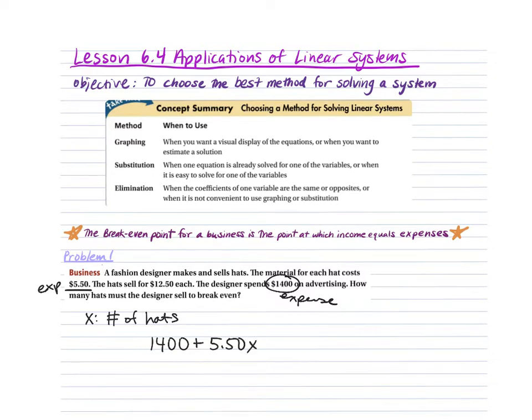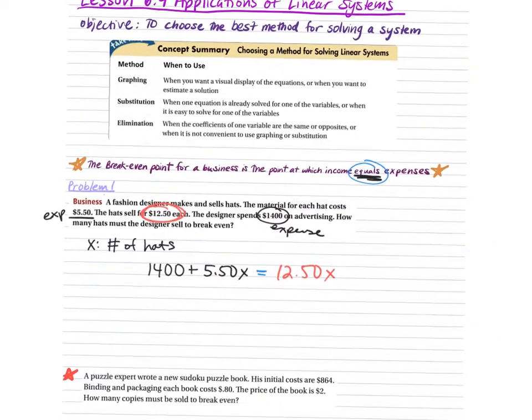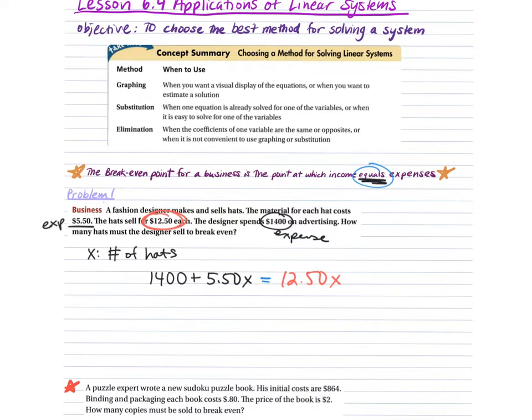And then we want to know when the break even is, so that's going to equal income. This is my income, $12.50 per hat. So my income is going to be $12.50 per hat, which is x. So $12.50 times x. And so the break-even point is when these are equal. So this is a nice system. It's just one equation, really. So let's just solve this. We only had one variable anyway, just the number of hats.